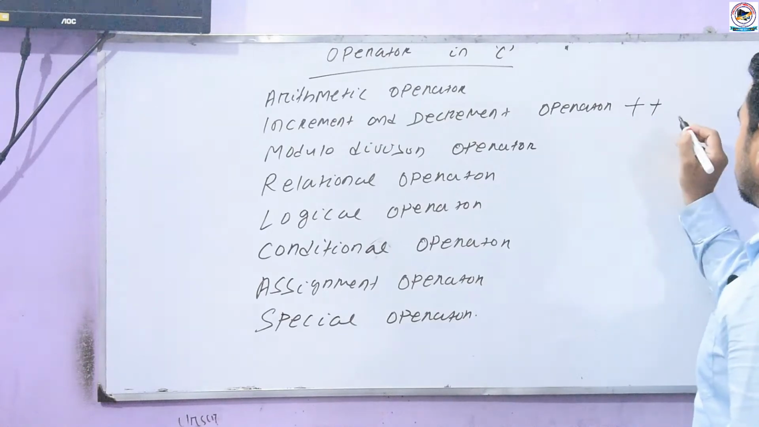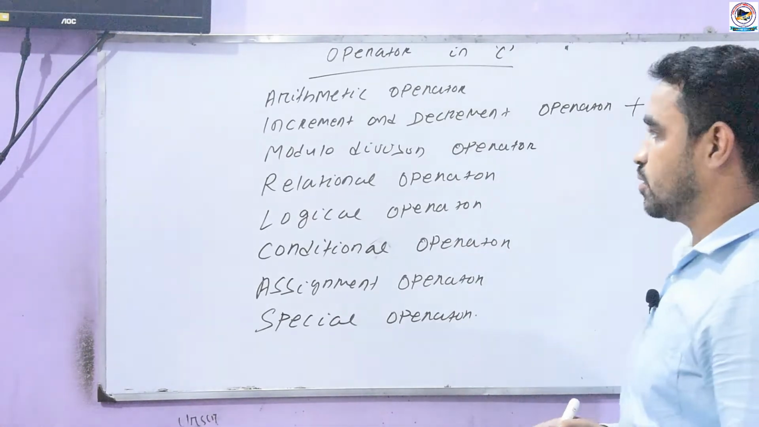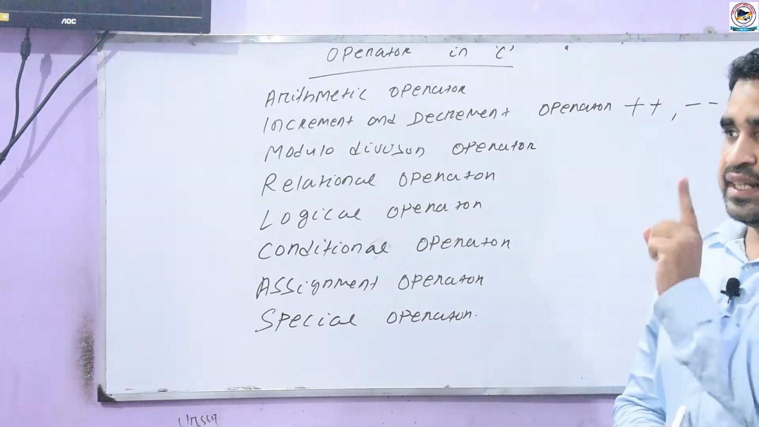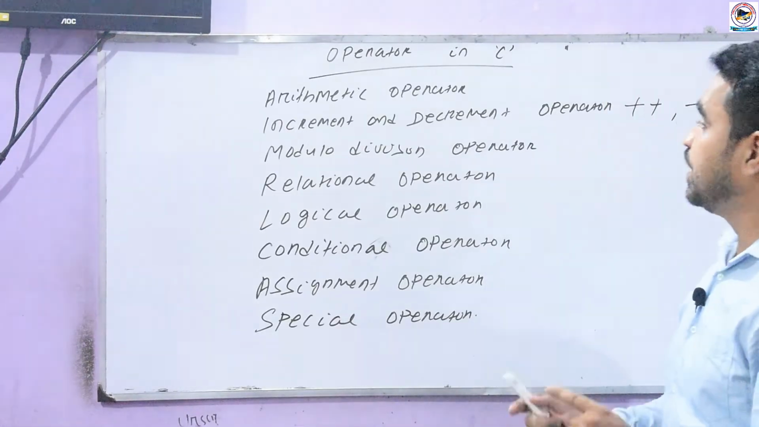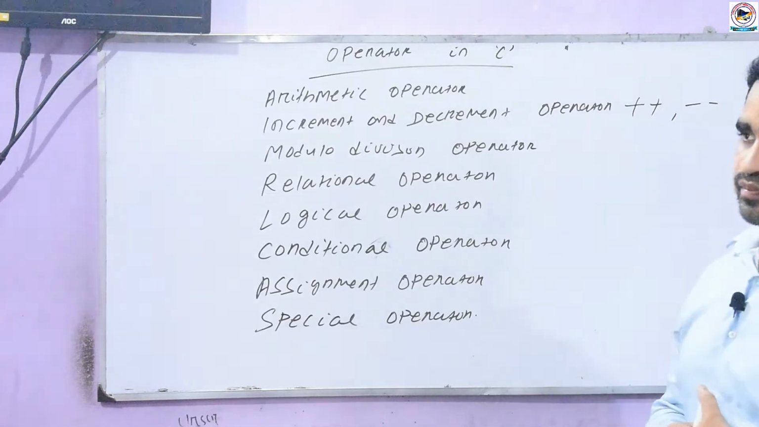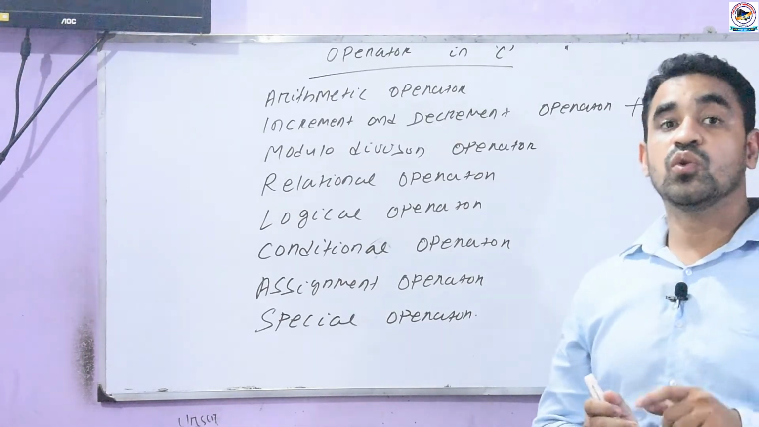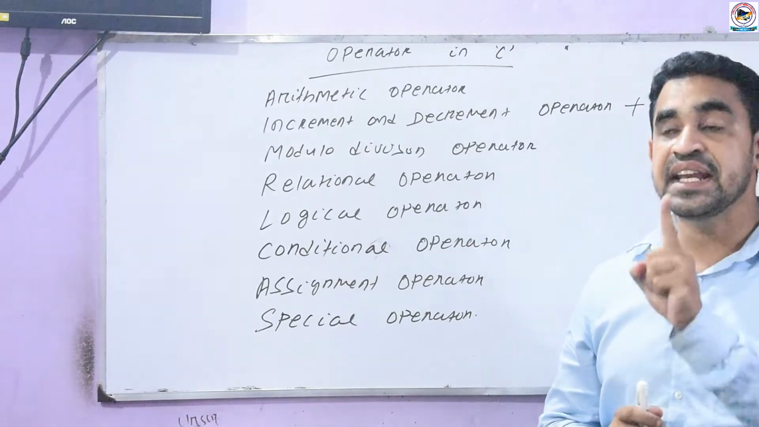Plus plus and minus minus are known as increment and decrement operators. In C, increment operator is used to increase the value by one and decrement operator is used to decrease the value by one. Increment and decrement operators work on a single operand.